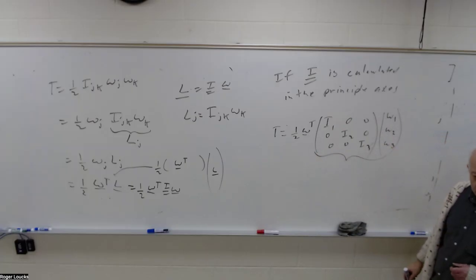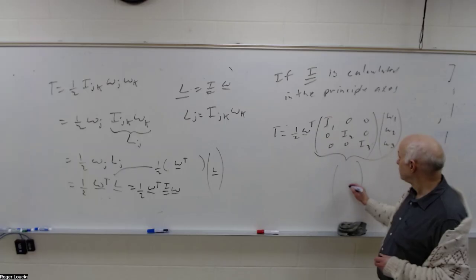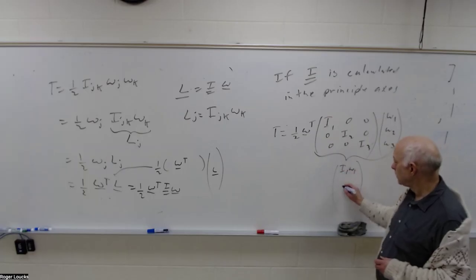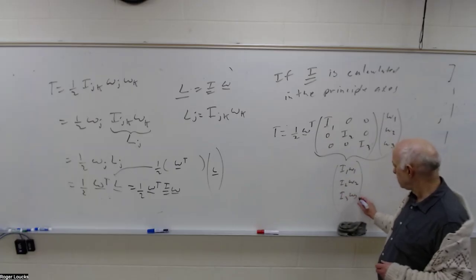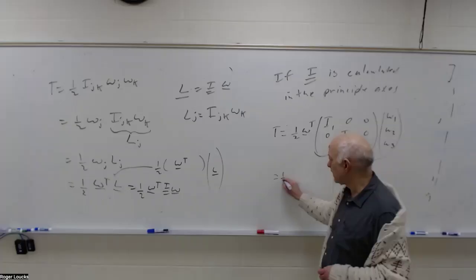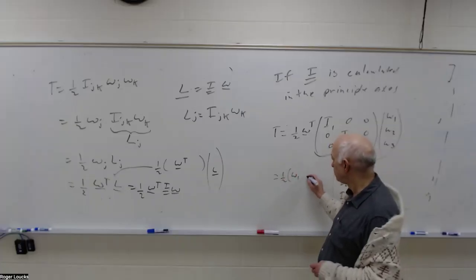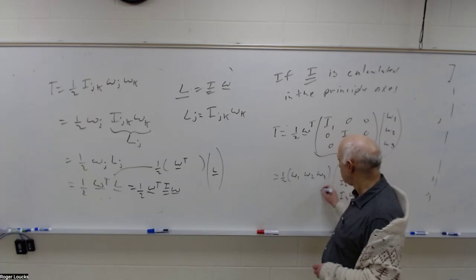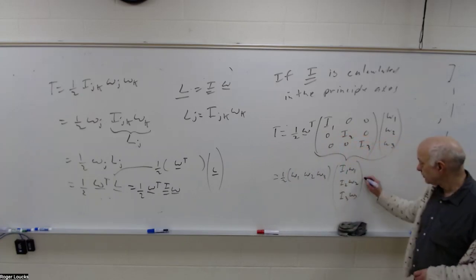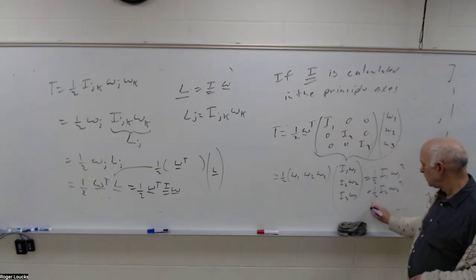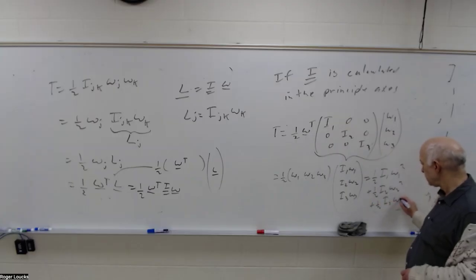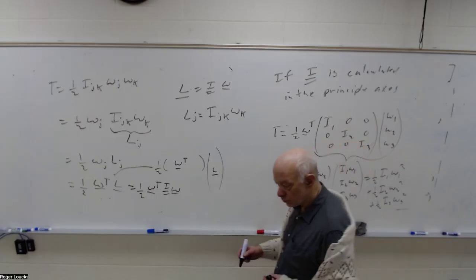What is that? So I1 omega 1, I2 omega 2, I3 omega 3. That gets multiplied by my 1/2 omega 1, omega 2, omega 3. This is just simply 1/2 I1 omega 1 squared, plus 1/2 I2 omega 2 squared, plus 1/2 I3 omega 3 squared. Great.